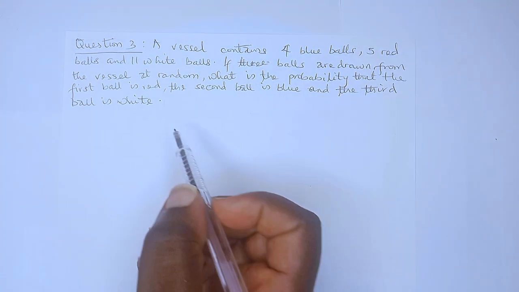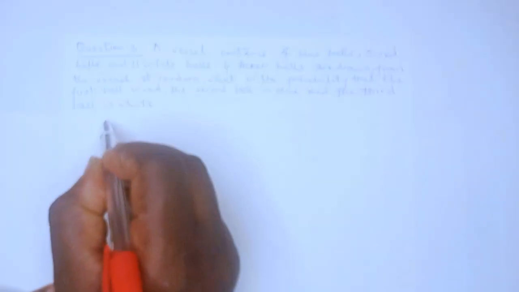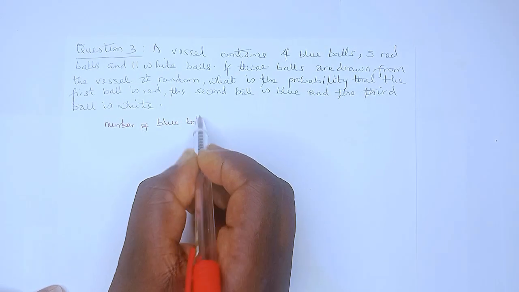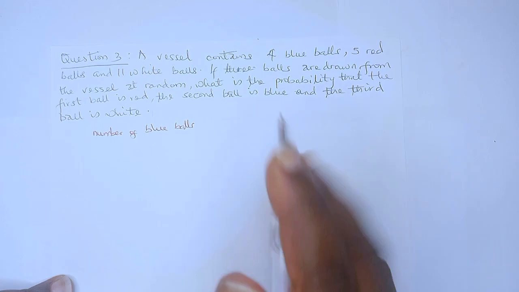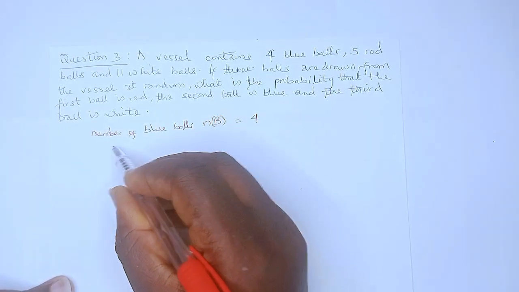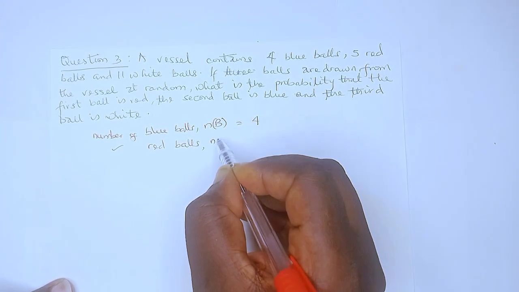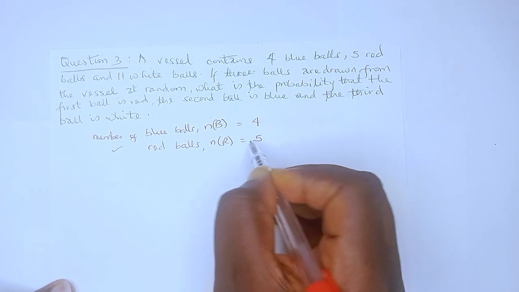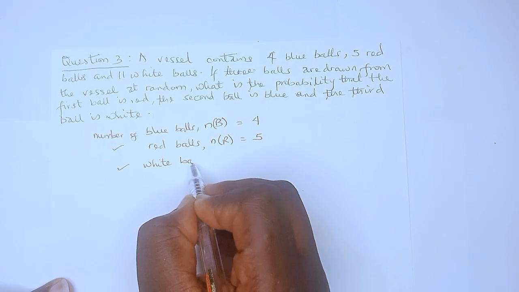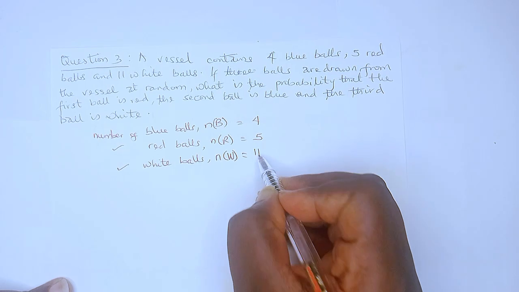First of all, let's represent this information. A vessel contains 4 blue balls, so the number of blue balls, and I'll call that n of b, is equal to 4. Number of red balls, n of r, is equal to 5. And then you have the number of white balls, n of w, is equal to 11.